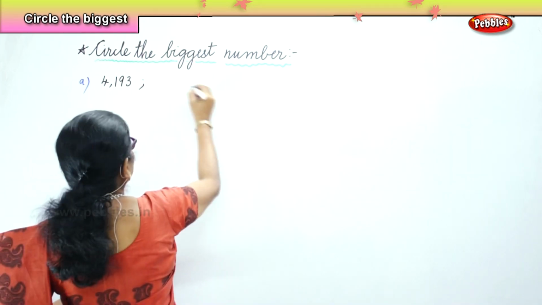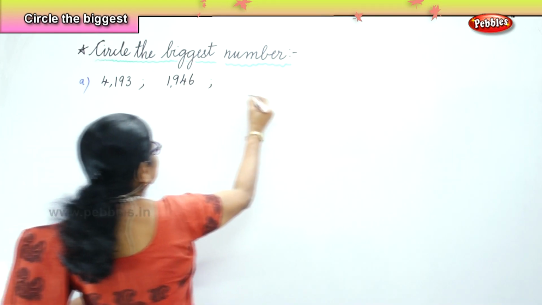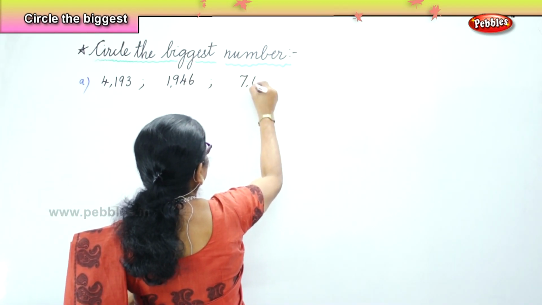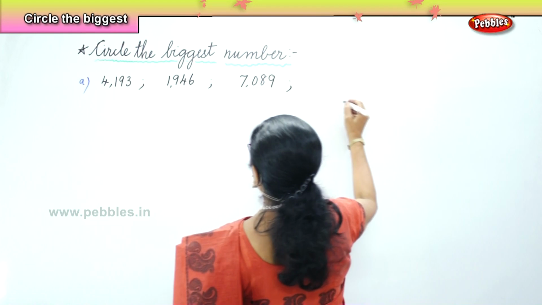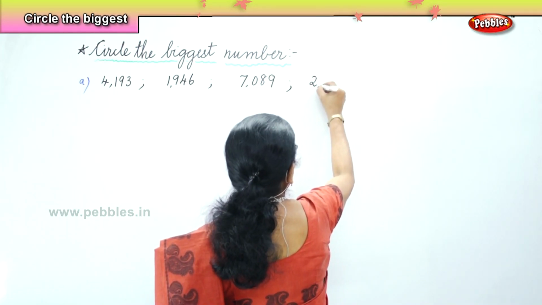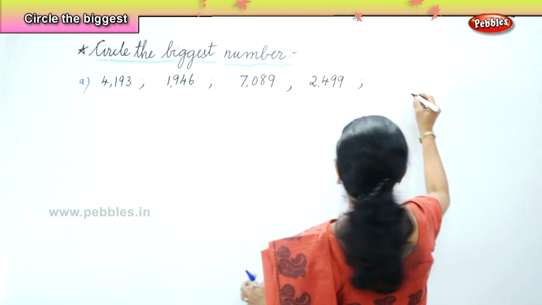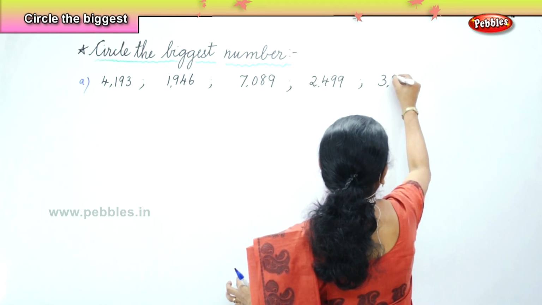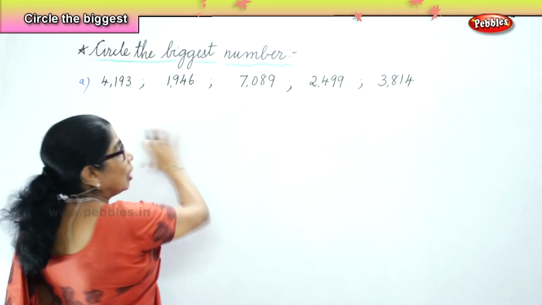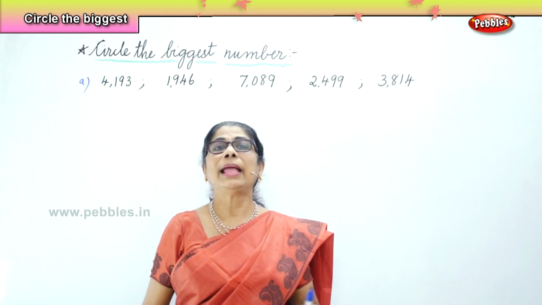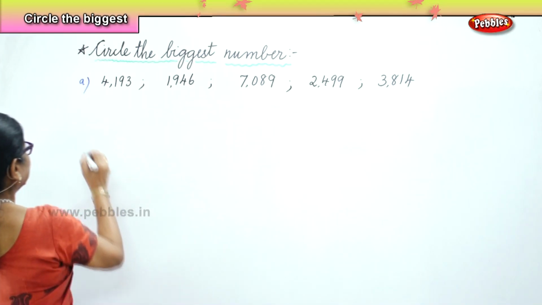$4,193, 1,946, 7,089, 2,499, 3,814. So you have 5 sets of numbers and identify the biggest and circle. That's what we are going to do. Okay?